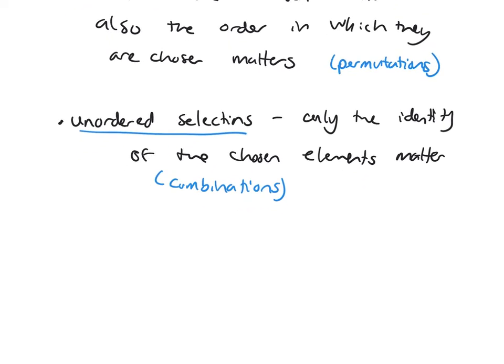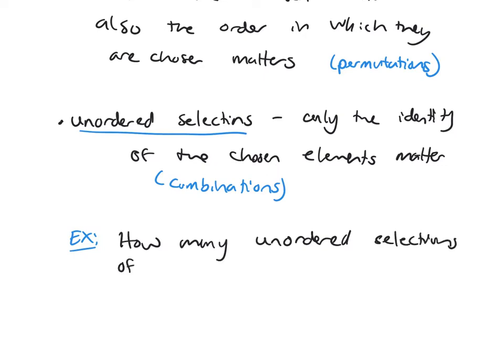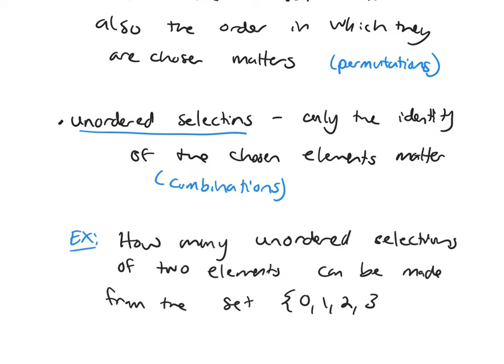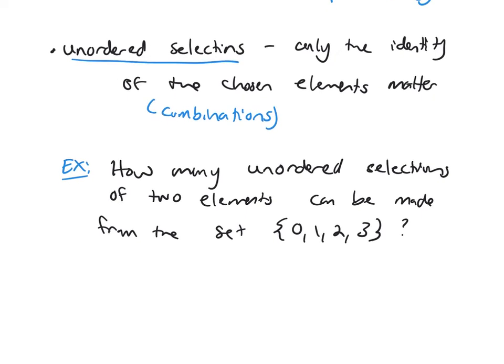So let's look at an example. How many unordered selections of two elements can be made from the set 0, 1, 2, and 3? So we have 4 elements and we want to pick 2 from them.